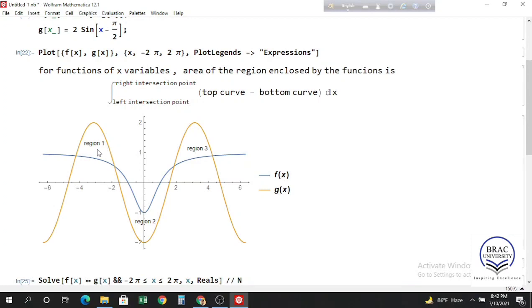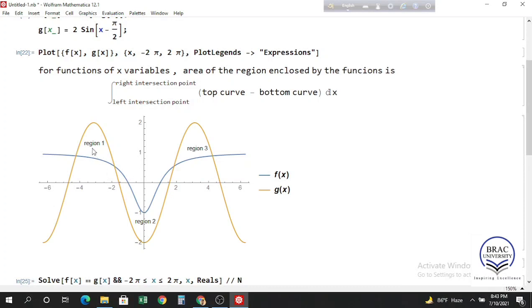This is our first region, region 1. You can see the space between the two curves. This space is called the region enclosed by the two curves, and we have to find the area of this region. The enclosed region is the space between the orange and blue curve. Again, for region 2, there is a space between the blue and orange curve. And there is another region enclosed by orange and blue curves. We have to find the area of these three regions and add them to find the total area.